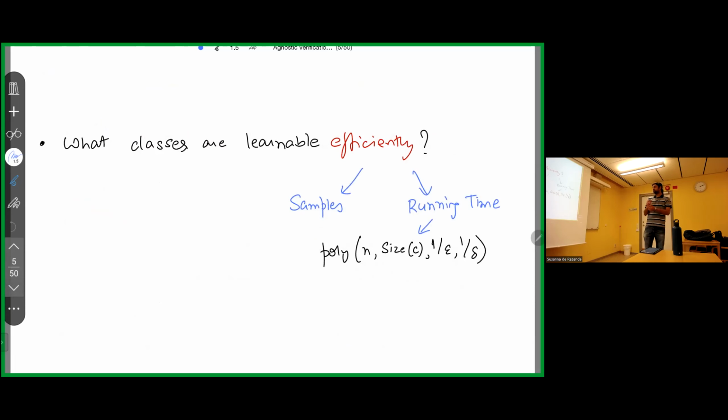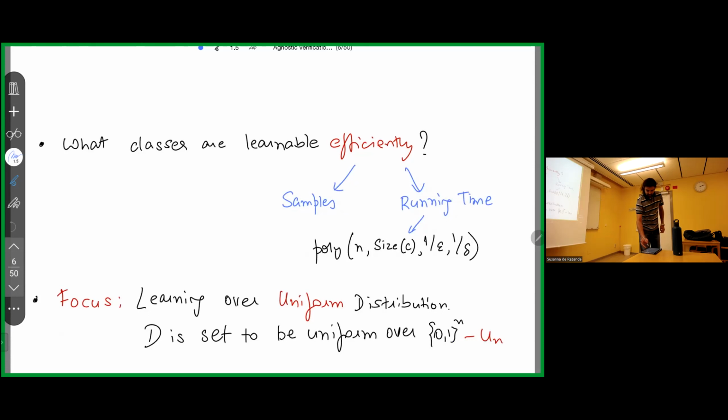One of the main goals of the field of learning theory is which classes are learnable efficiently. One could talk about samples or running time, or both. Typically, when you mean efficiently with respect to running time, you'd say running time polynomial in n, which is the dimension of the data set, and the size of the underlying concept, 1 over epsilon, 1 over delta.